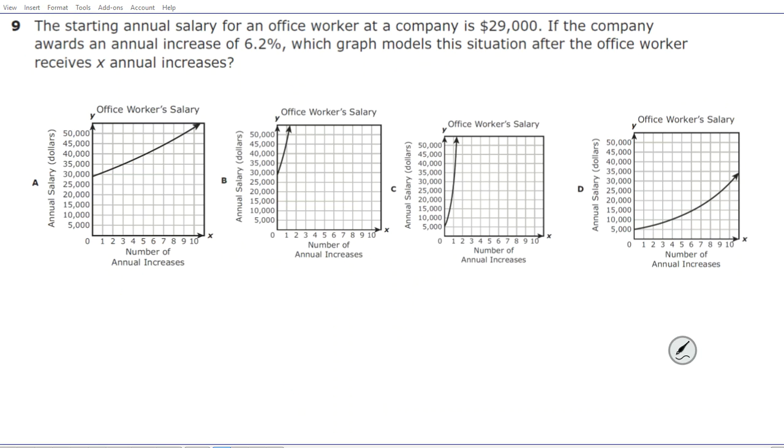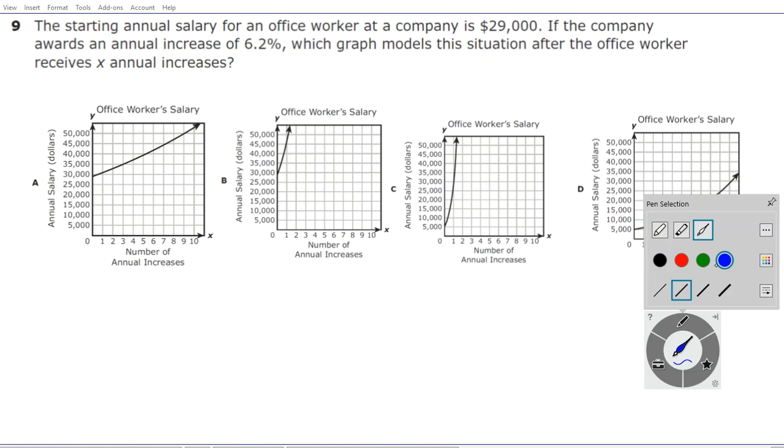Alright, let's take a look at question 9. It says the starting annual salary for an office worker is $29,000. If the company awards an annual increase of 6.2%, which graph models this situation after the office worker receives x annual increases? Okay, so let's start by writing down the formula to guide the construction of our function.